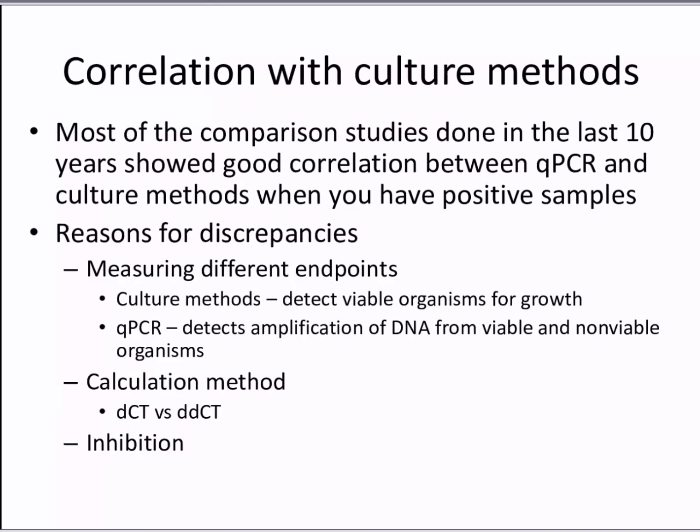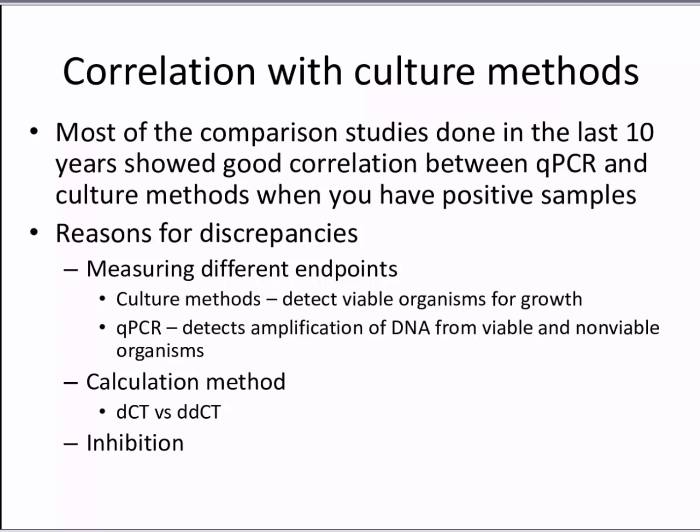So I'll talk about the correlation with methods. Most of the comparison studies done in the last 10 years show good correlation between qPCR and culture methods when you have positive samples. When you have samples less than the cutoff, or less than 100, then the correlation between culture and PCR is not so great. But when you have positive samples, samples above the cutoff, then you see better correlation.